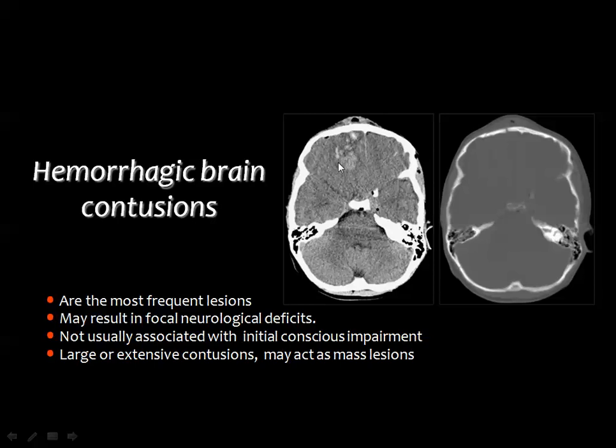But if you see hypodensity, this is also a contusion, and it is also hemorrhagic, but the hemorrhage here is petechial hemorrhage, so that you cannot see it in the CT images. So if you are going to write a report or answer in the exam, then if you see hemorrhage, you say this is hemorrhagic brain contusion.